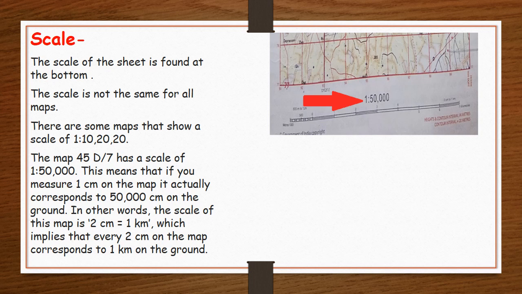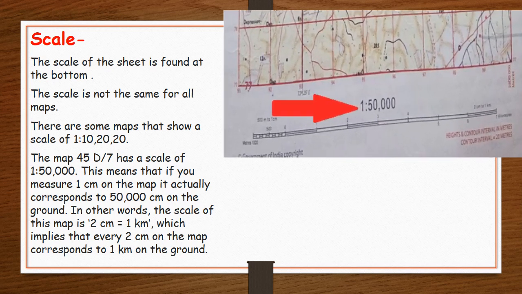The next aspect that is very, very important is scale. You have already learnt about the map scale. A scale is the ratio of the distance between two places on a map to the actual distance between the same two places on the ground. And this map scale is always represented in three different ways: the verbal or statement scale, the graphical or linear scale, and the representative fraction, that is RF. The scale of the sheet is always found at the bottom.